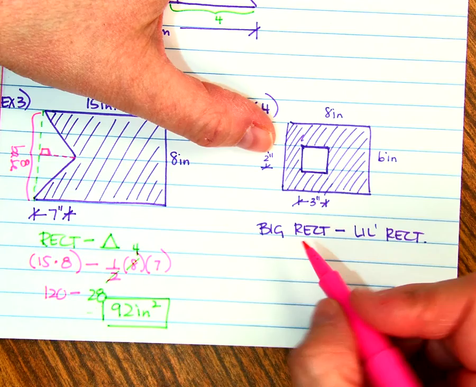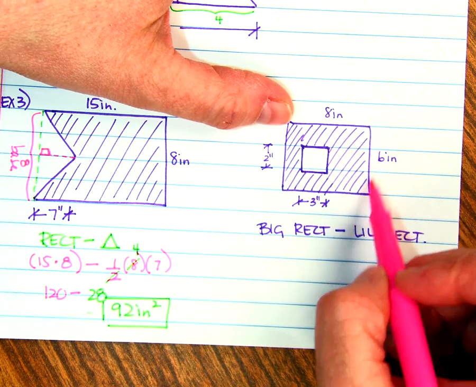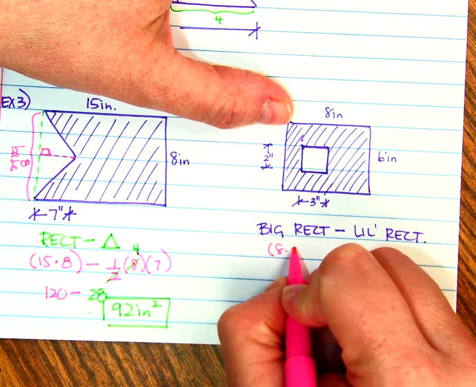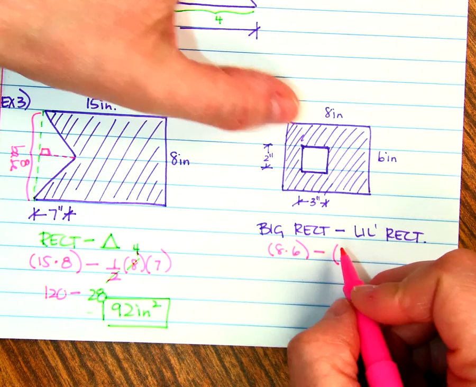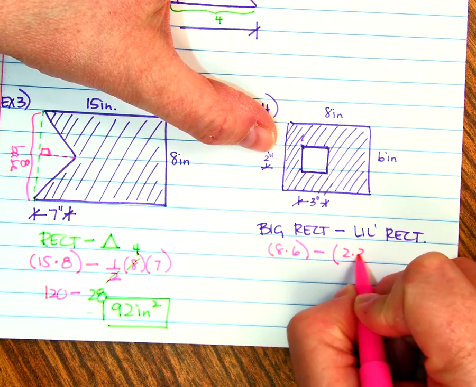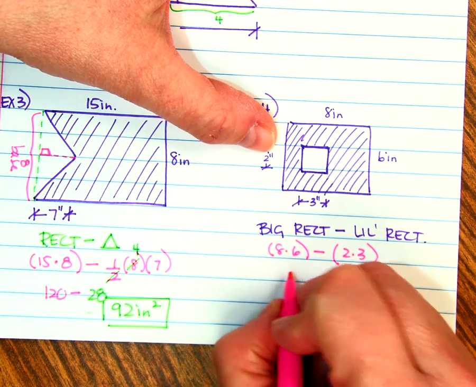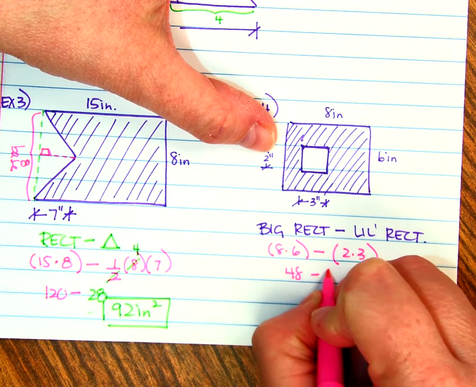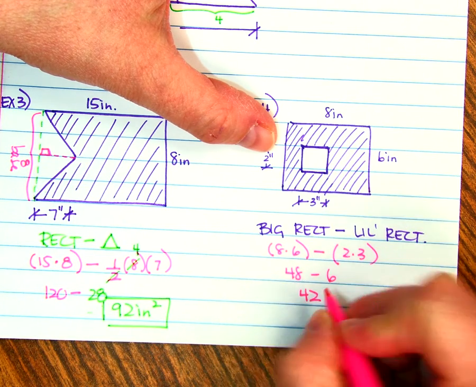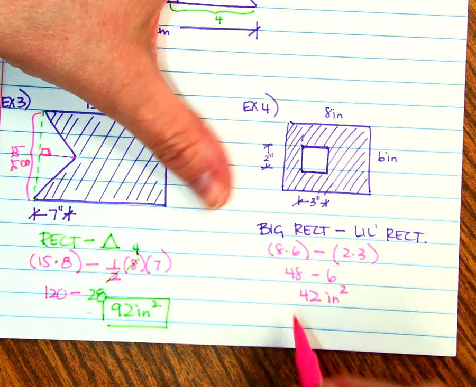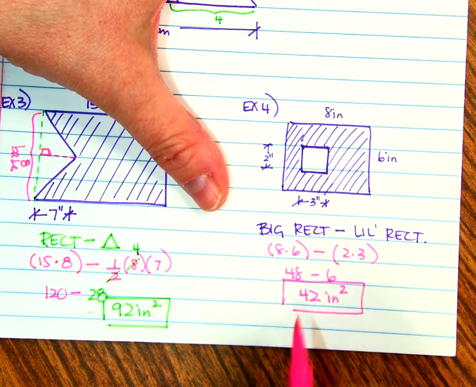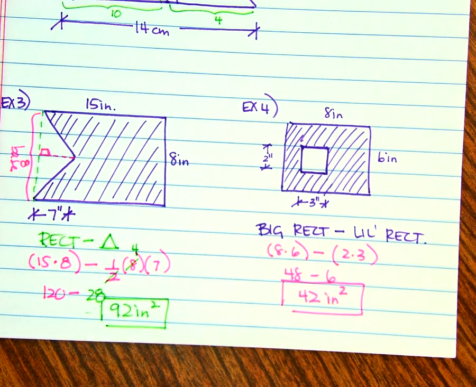Okay, so the big rectangle is going to be 8 times 6, so base times height, minus my little one, which is also base times height, which is 2 times 3. So I have 48 minus 6 gives me 42, and my unit is inches. Because it's area, it is going to be squared. So that is what composite shapes look like by cutting and adding and subtracting.